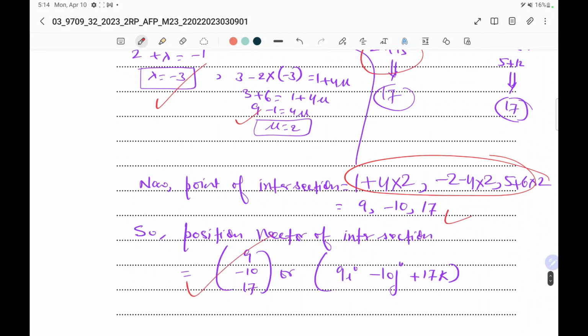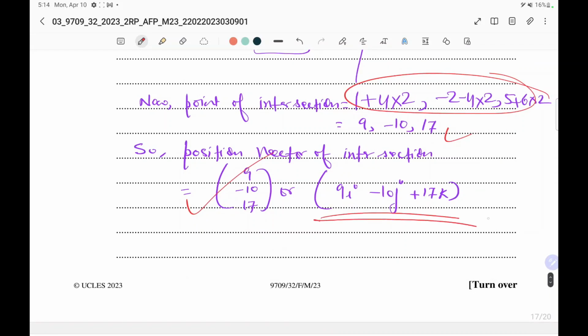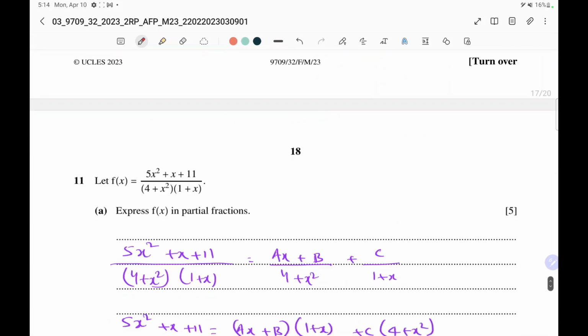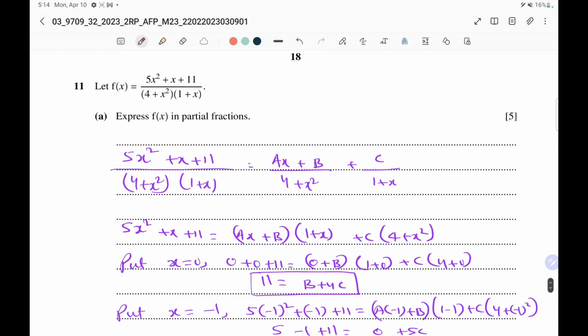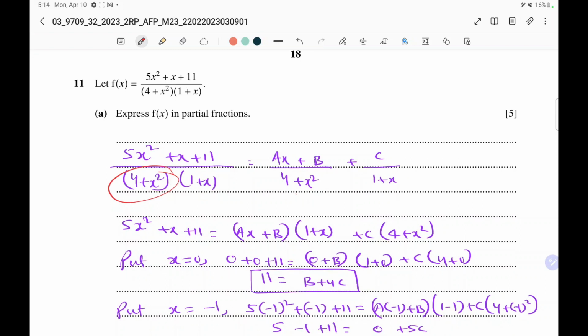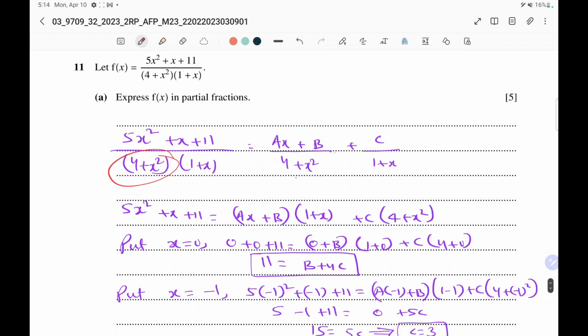So 9 minus 10, 17, or in the unit vector form 9i minus 10j plus 17k. Question 11 says partial fraction. So this is your quadratic. When quadratic, then (ax plus b) over (4 plus x square), and for linear, c over (1 plus x), like constant. Now just multiply here and here.